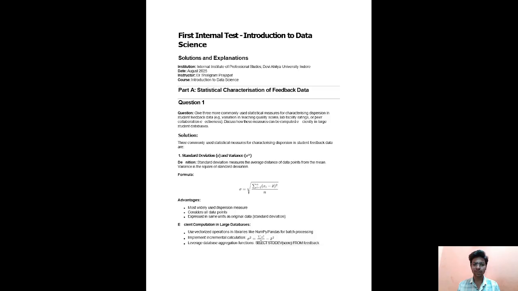For standard deviation, efficient computation in a large database: use vectorized operations in libraries like numpy and pandas for batch processing. Implement incremental calculation; you see the formula of this. Leverage database aggregation functions: SELECT STDDEV(score) FROM feedback.